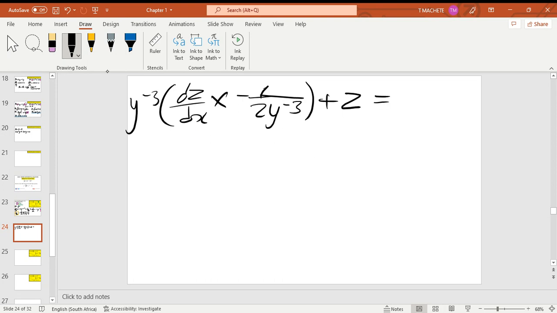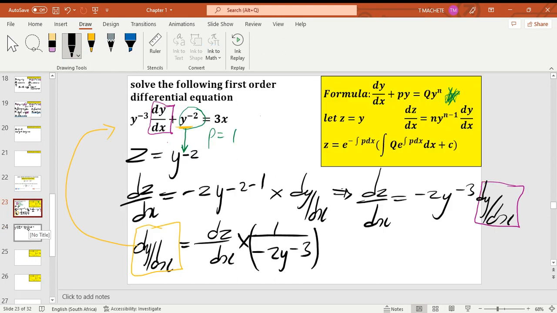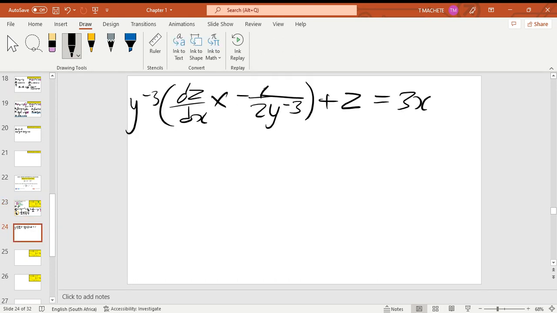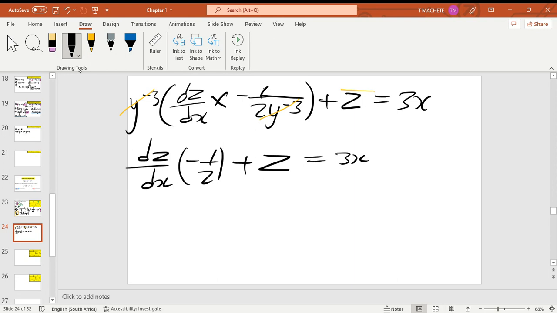Equals to, what was it equal to? It was equal to 3x. So this z that you see here replaces y to the power minus 2 from the original equation. Remember we said let z equal y to the power minus 2. Then yeah. So when you multiply this out, this will cancel. And then you're going to be left with dz over dx times minus 1 over 2 plus z equals 3x.